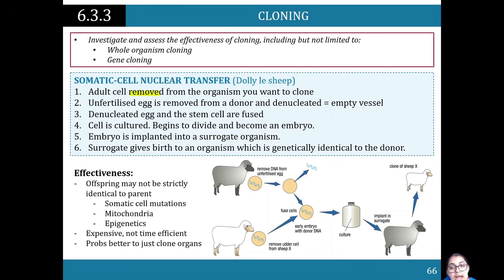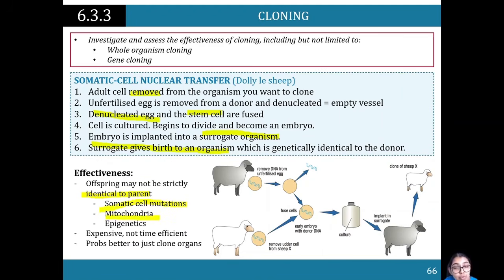We then take an unfertilized egg from a donor and we denucleate it, so it's basically like an empty vessel. The denucleated egg and the stem cell are fused together, then the cell is cultured, it begins to divide. We then plant that embryo into a surrogate organism, and then the surrogate will give birth to an organism. Effectiveness is that offspring may not be strictly identical to the parent. There can be somatic cell mutations that can occur in the offspring.